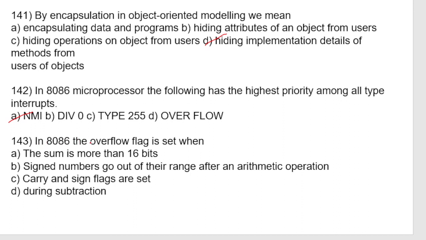In 8086, the overflow flag is set when the sum is more than 16, signed numbers go out of their range after an arithmetic operation, or carry and sign flags are set during subtraction. It is B, signed numbers go out of their range. It is called overflow.